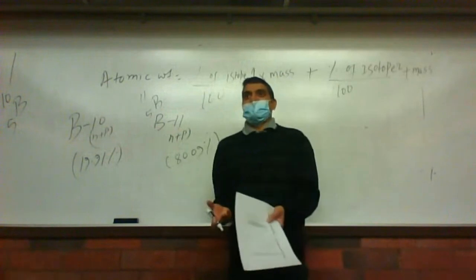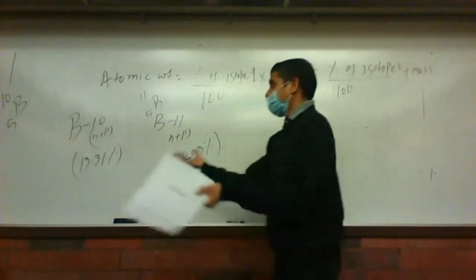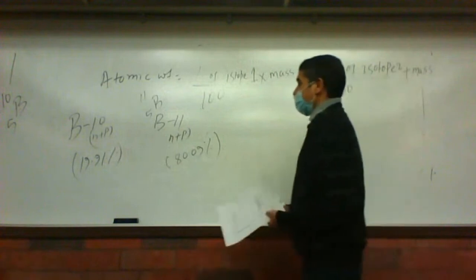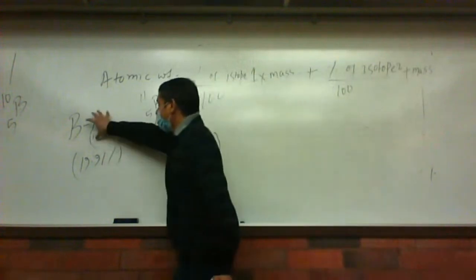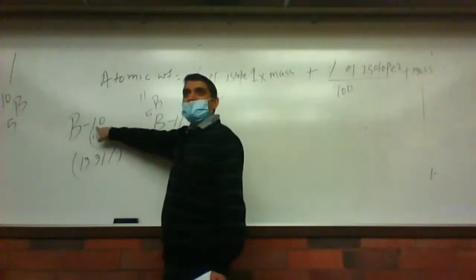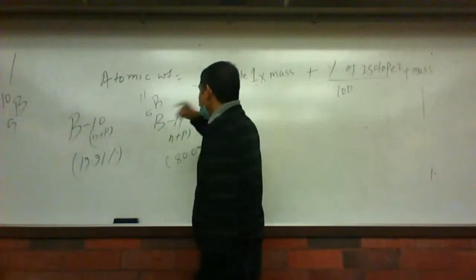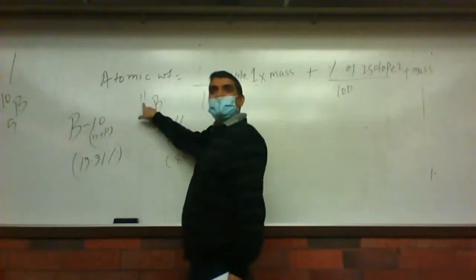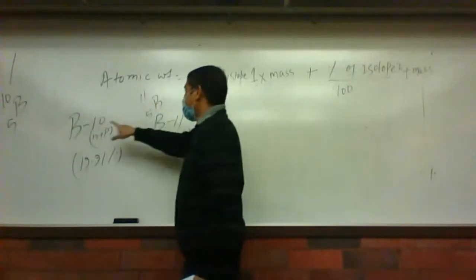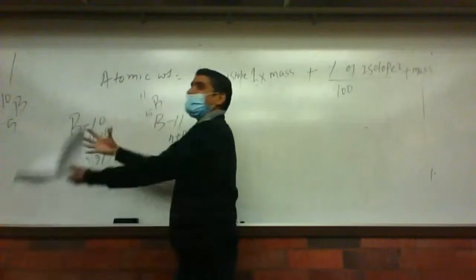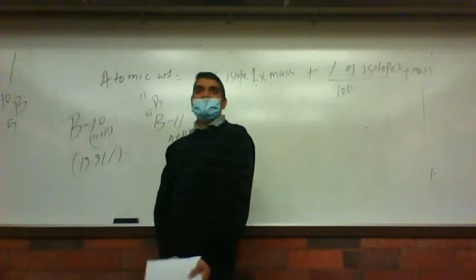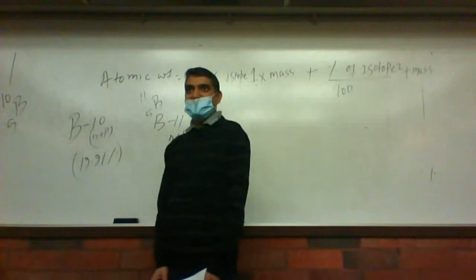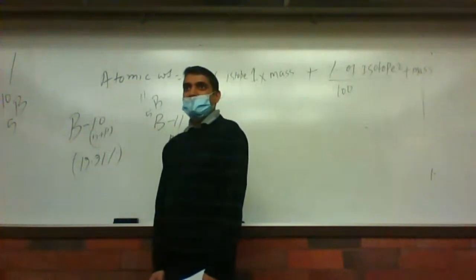So what is the atomic weight of this? Now we need to find the average atomic weight. If there were only this type, the atomic weight would be 10, right? If only this type, the atomic weight would be 11, right? But now some are this type, some are this type. So what is the average of these two numbers? That's what we are trying to find, right?